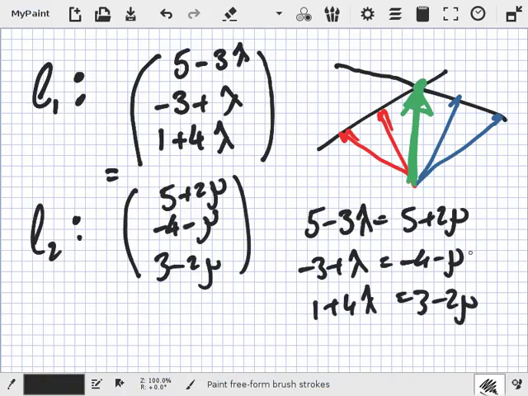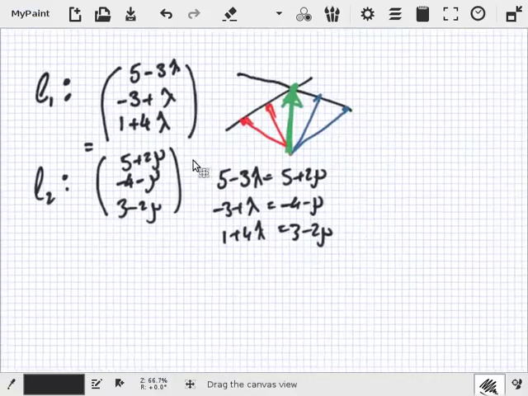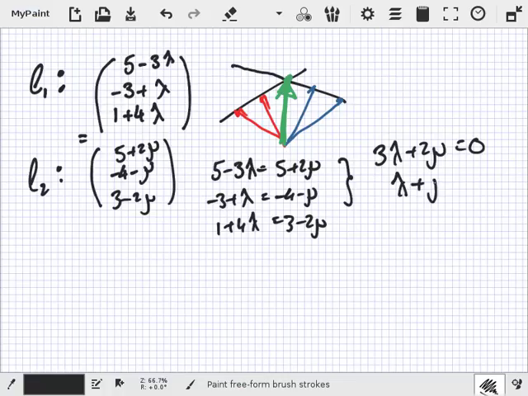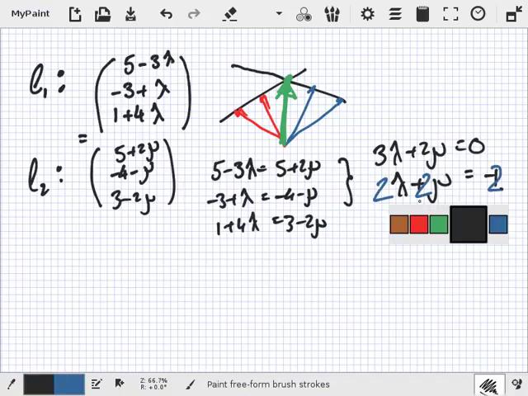So can we easily solve that? I think we can solve it. How easy, I don't know. If I put these together, I get 3 lambda plus 2 mu equals 0. And here I get lambda plus mu equals minus 1. Lambda equals 2. So if lambda is 2, mu is minus 3.